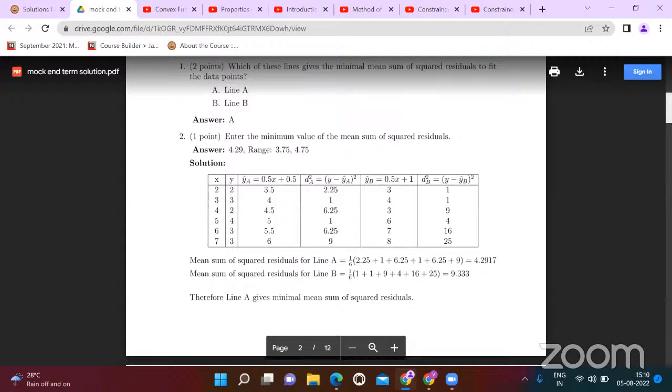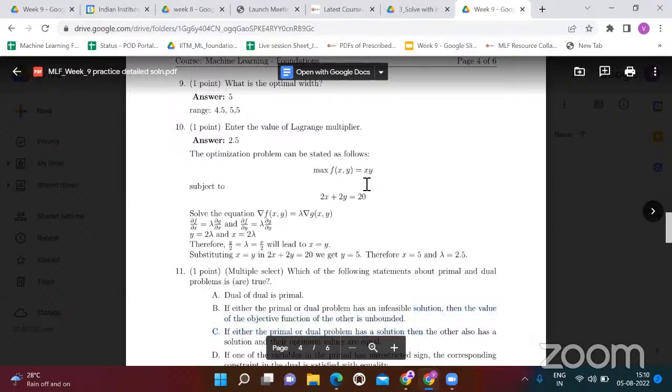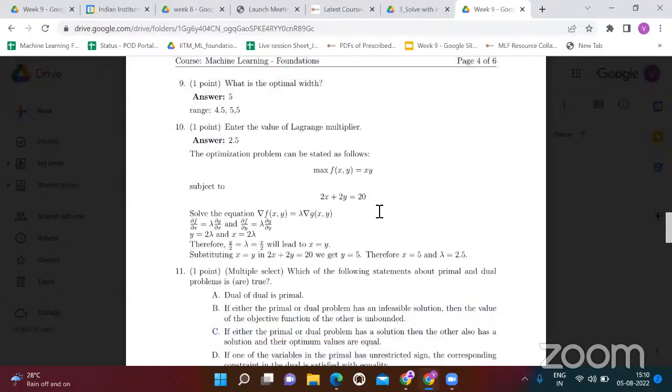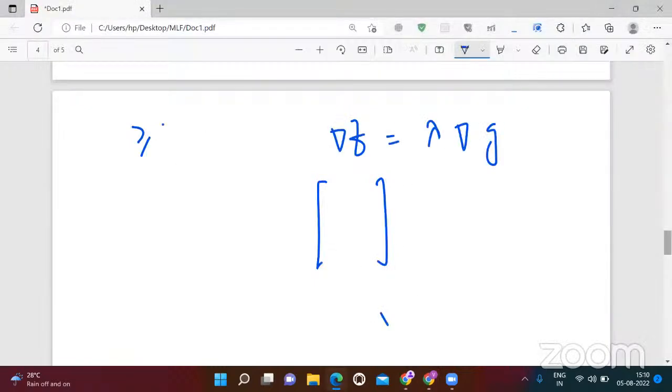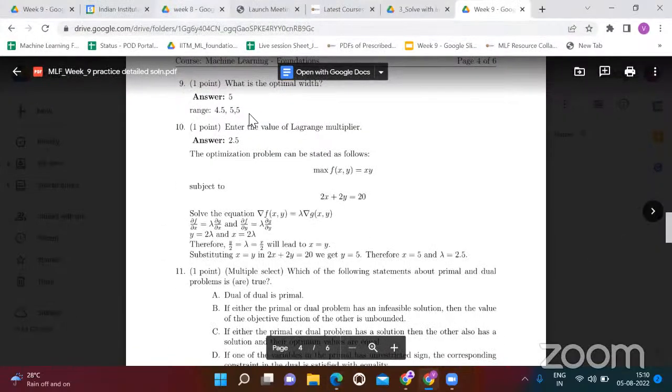In the end, I'll go through the mock ones. I'll first go through the concepts in 30 to 40 minutes, and then we'll solve some problems, including some practice assignment questions from week 11. In the beginning, I'll go through weeks 9 and 10, then 11, 12, 7.